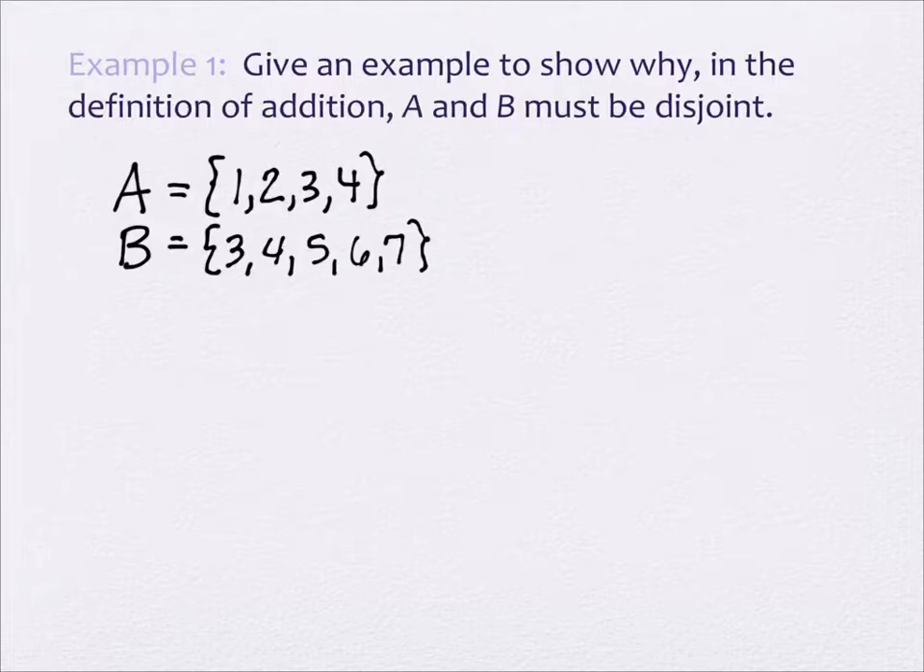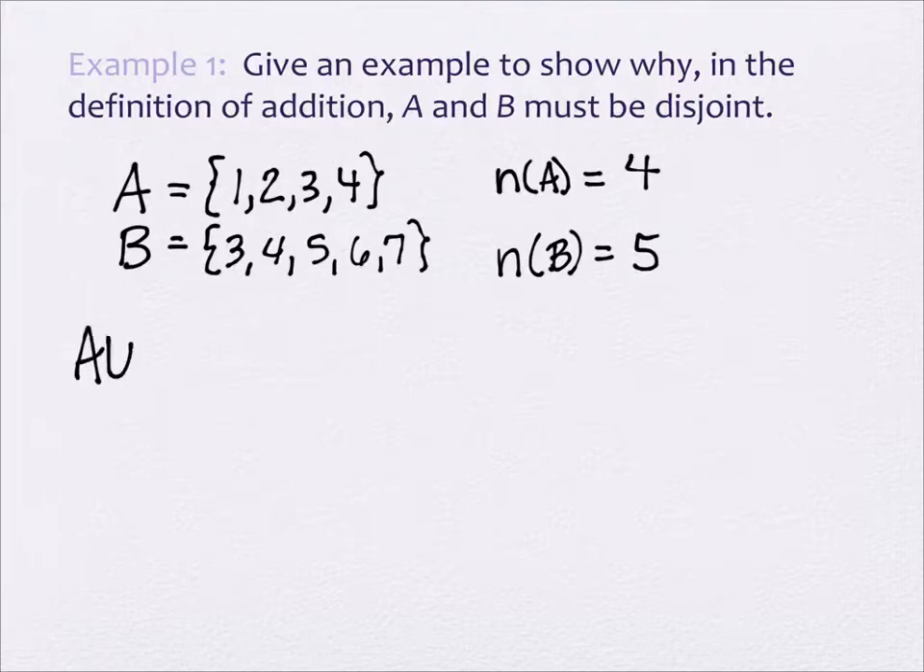Good job. So what we're going to do is a counting argument. We're going to count how many things are in set A. What's the cardinality of set A? 4. What's the cardinality of set B? 5. Now let's come down here for a moment and we're going to create the union. What is the union of the set 1, 2, 3, 4 with the set 3, 4, 5, 6, 7? Union means all the things that are in both of the sets, but we don't rewrite numbers.